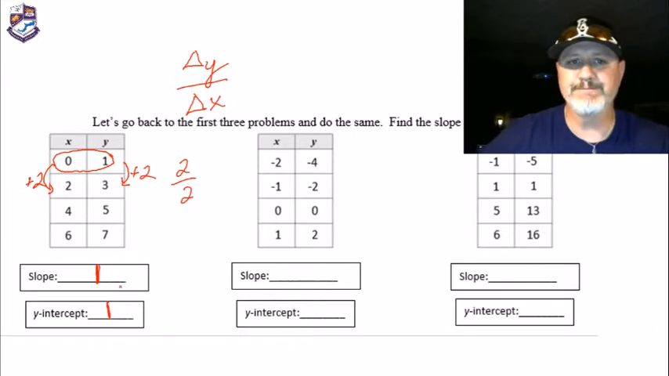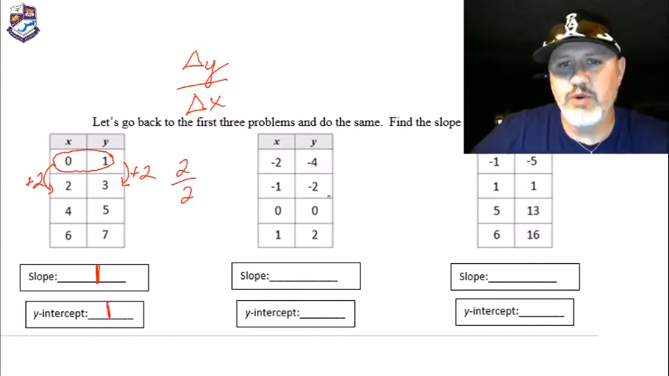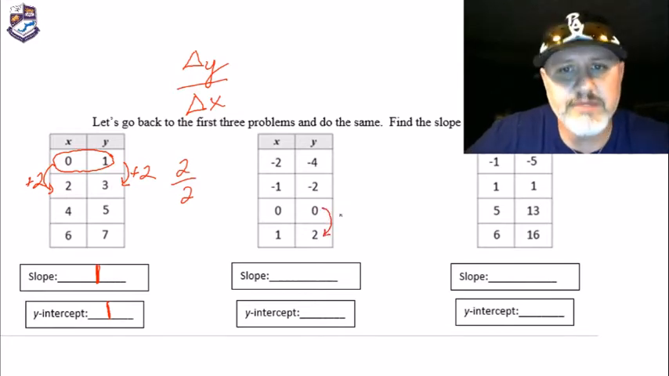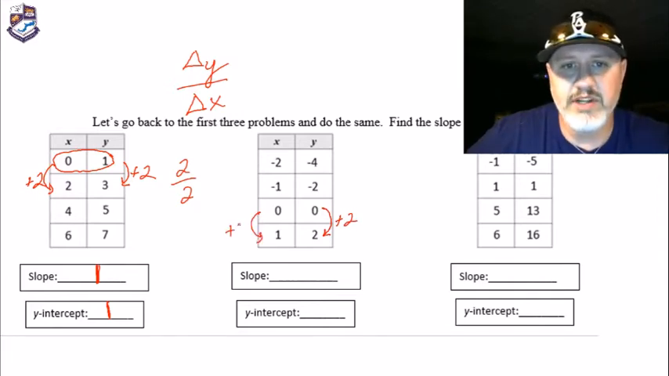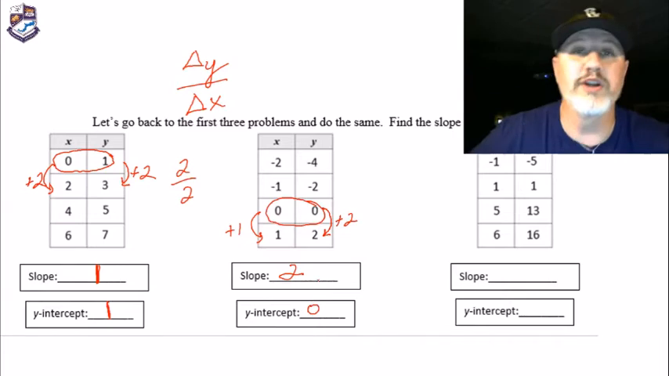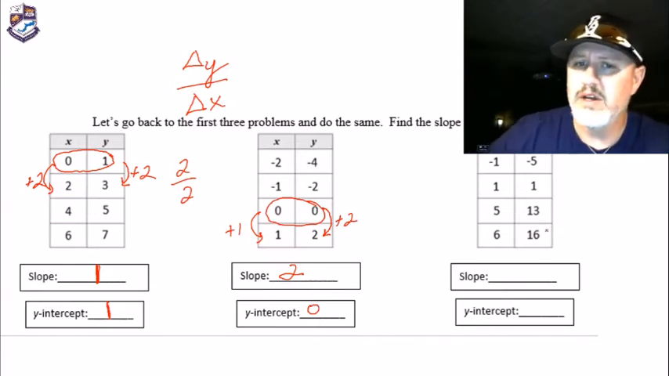That's interesting. Let's check out the next one. Let's use these 2 points for the heck of it. 0 to 2. Did I increase? Yep, plus 2. If I go from 0 to 1, did I increase? Yep, plus 1. So my slope is 2 over 1. And what's my y-intercept? (0, 0). Crosses paths on the origin, just 0. All right. And this guy, tricky one.